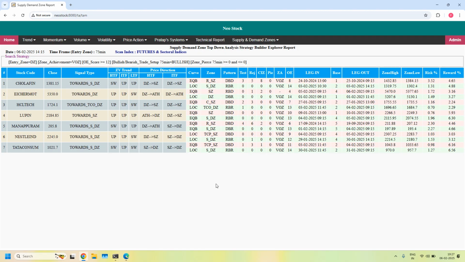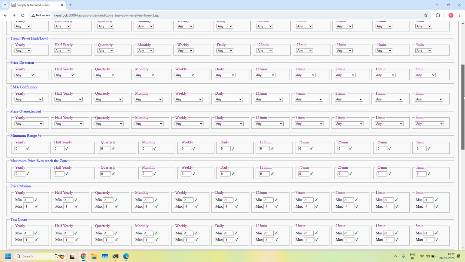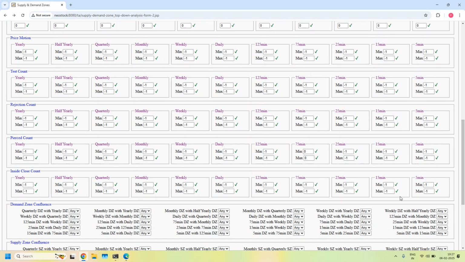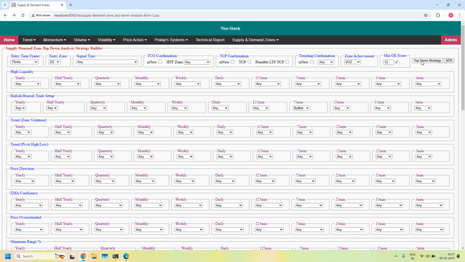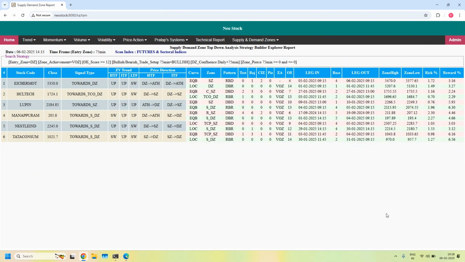But still we will further look based on zone confluence. LTF and ITF zone confluence, that is 75 minutes demand zone confluence with daily demand zone. I am enabling that filter. So with this filter, out of 7 stocks, we got 6 stocks. In all these 6 stocks, these 75 minutes demand zones are overlapped with daily demand zone. And daily trend, that is ITF trend, is uptrend in all the stocks.